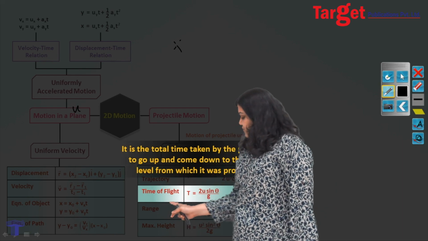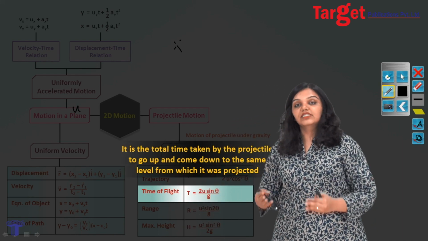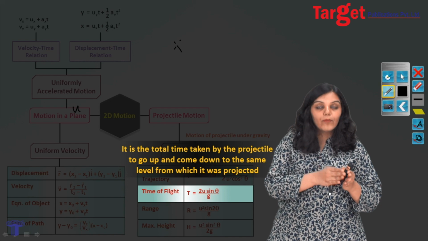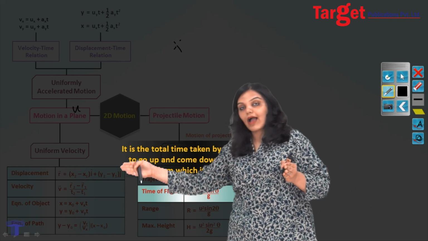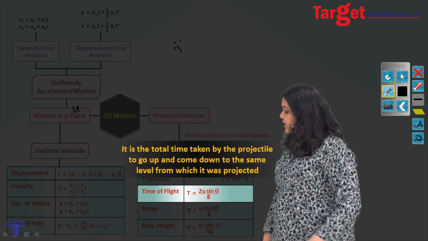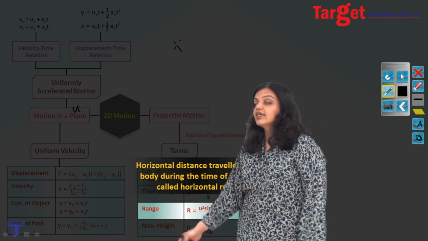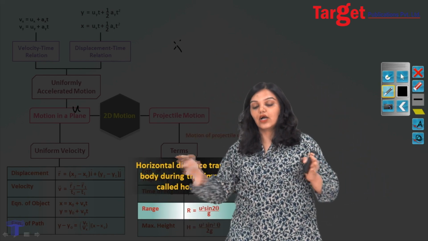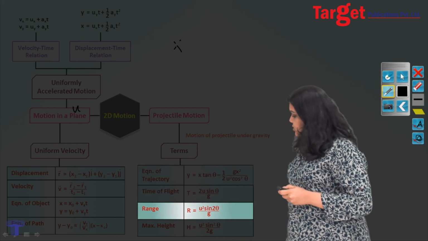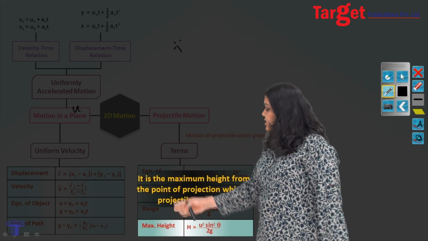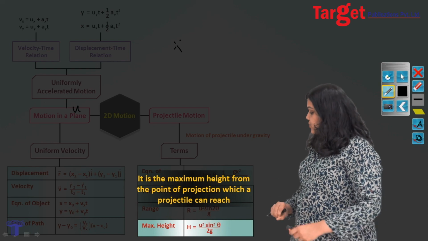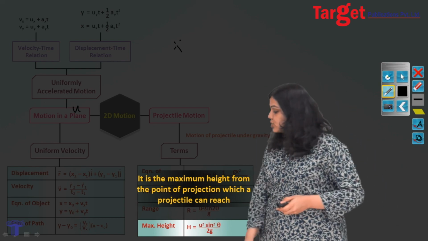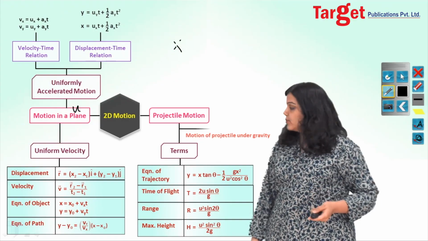We also look at the time of flight. Time of flight is nothing but the time taken by the object from the moment it is projected to the point where it comes back on the ground, given by this formula. And as I've already said, range is the horizontal distance from the point of projection till it comes back down. The horizontal distance is the range. And finally, maximum height is the maximum height from the point of projection which a projectile can reach. So these were the terms in angular projection.